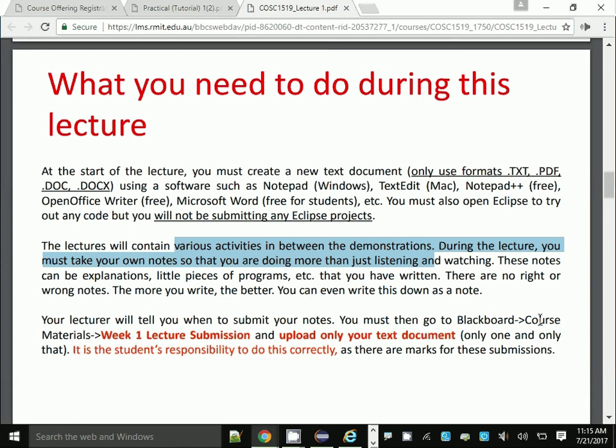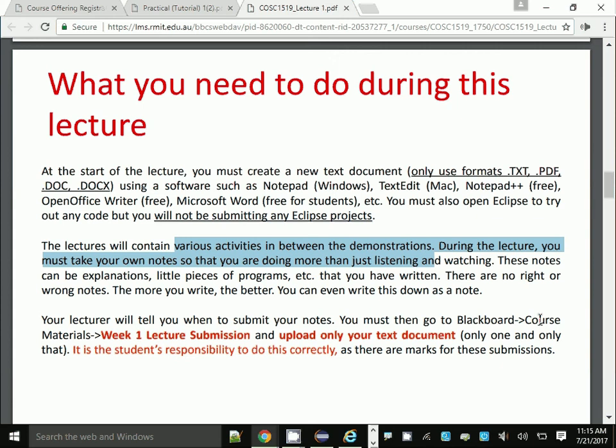But I will be demonstrating programs. This is not one of those things where you can just read the slides and forget about attending the lecture. I will be showing you how to do things, because programming is hands-on. All right. So you need to take notes. You need to try some of those things out. You need to have Eclipse.